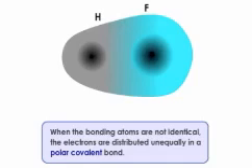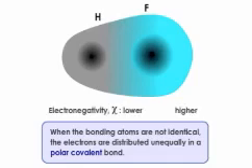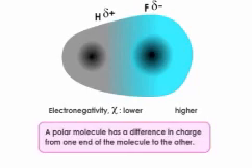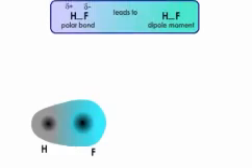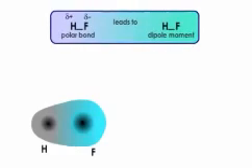When the bonding atoms are not identical, as in hydrogen fluoride, the electrons are distributed unequally. The fluorine atom, with a higher electronegativity value than the hydrogen atom, has a partial negative charge, while the hydrogen atom has a partial positive charge. Since the fluorine-hydrogen bond has negative and positive poles, we call it a polar covalent bond. Hydrogen fluoride is a polar molecule because it has a difference in charge from one end to the other.